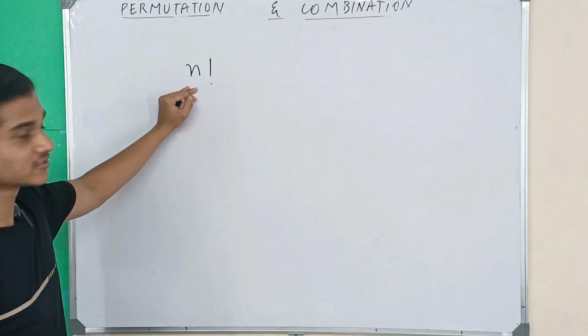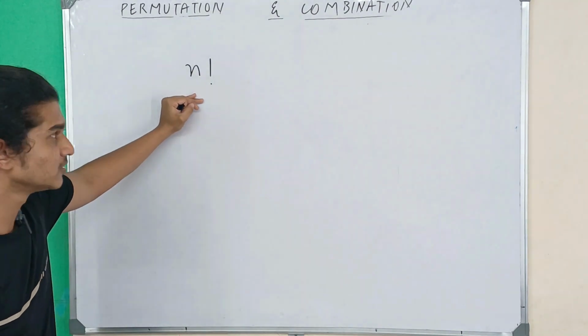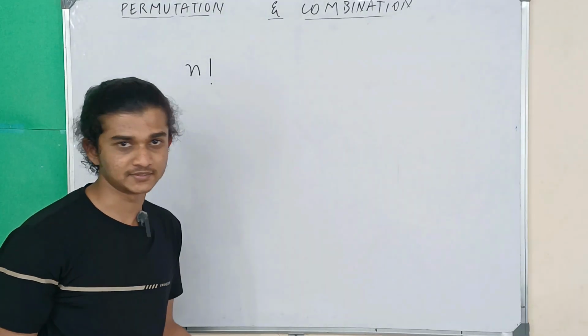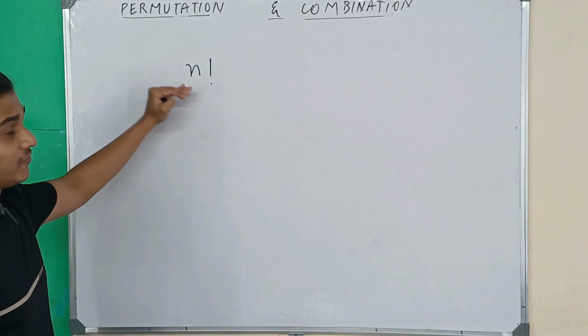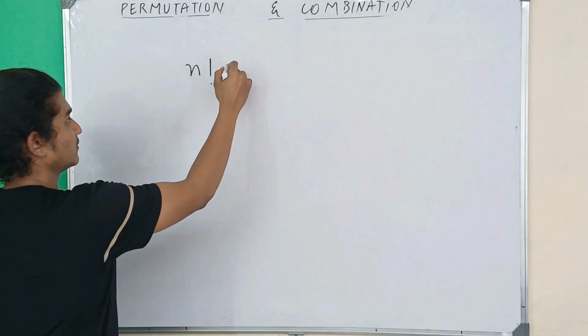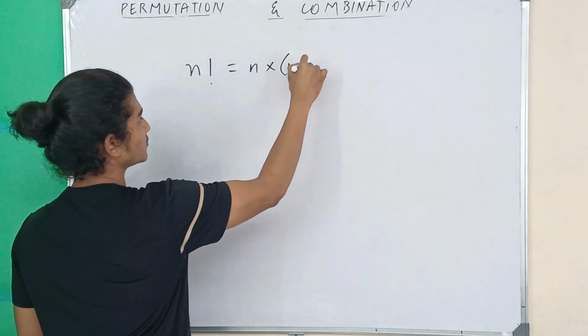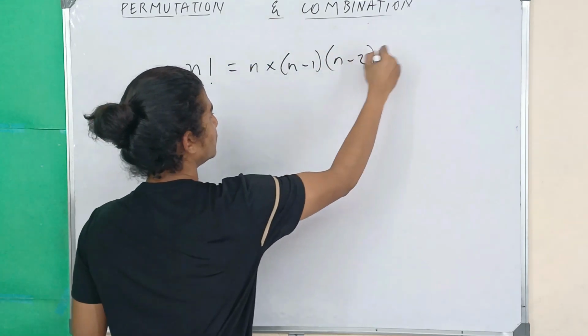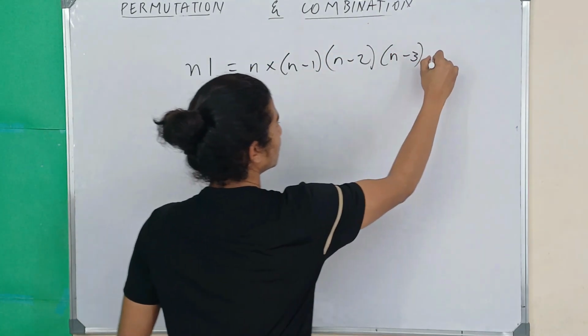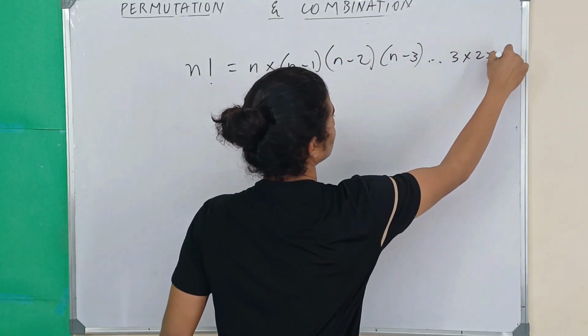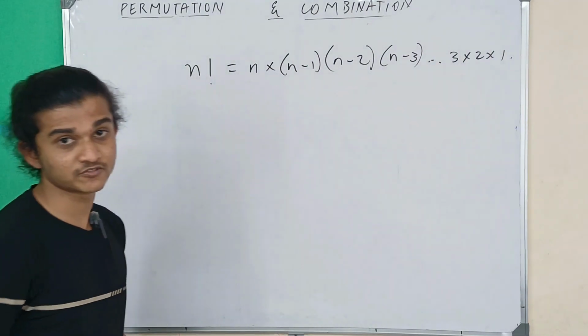Now you might have seen this multiple times in your mathematics books, but you might have been puzzled what exactly this is. So a factorial notation is defined as n into n minus 1 into n minus 2 into n minus 3 all the way up to 3 into 2 into 1. So this is how factorial notation is defined.